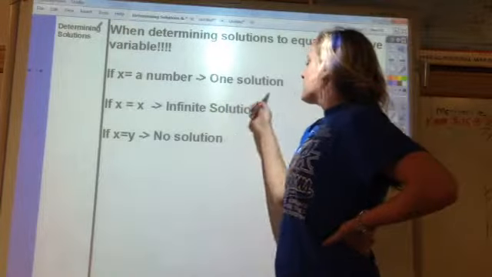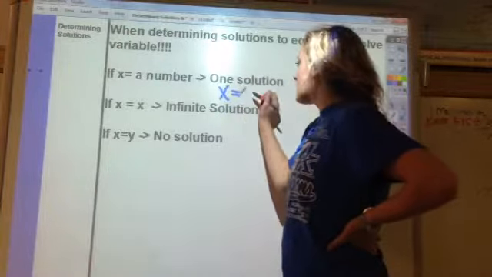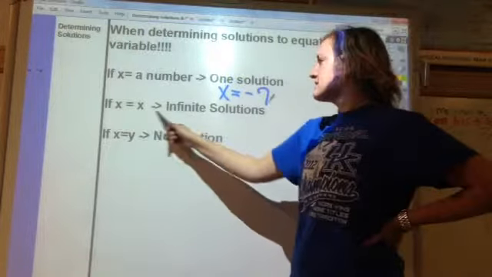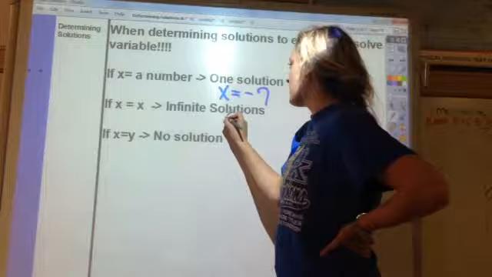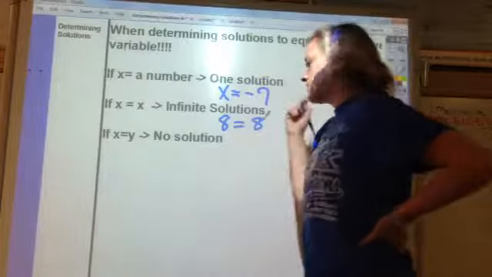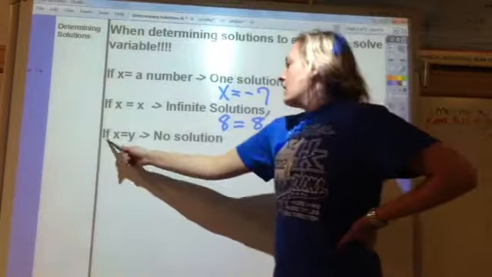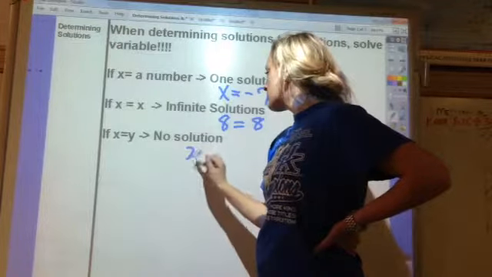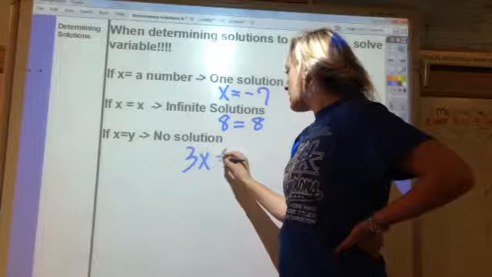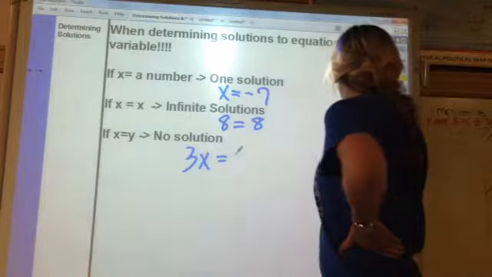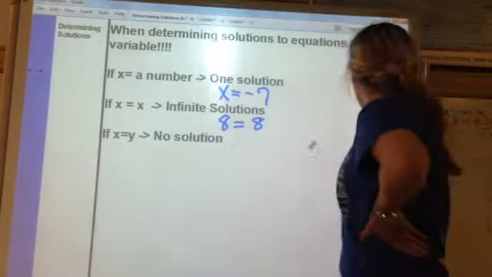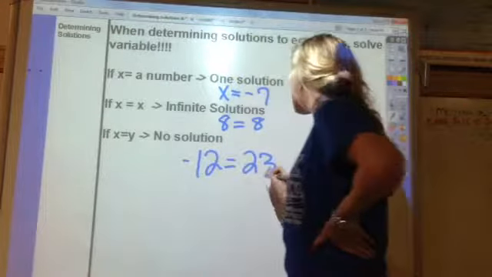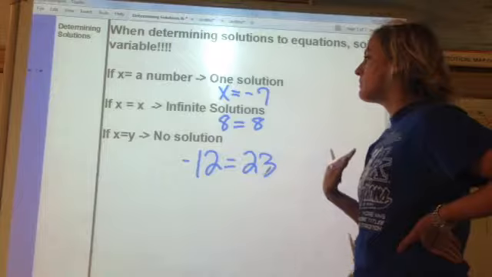If x equals a number, it means one solution. So if I come out with my answer being x equals -7, one solution. If x equals x, infinite solutions. So if I come out with 8 equals 8, infinite solutions. Now, if I come out with x equals y, it means no solution. If I come out with -12 equals 23, -12 does not equal 23, it would be no solution.